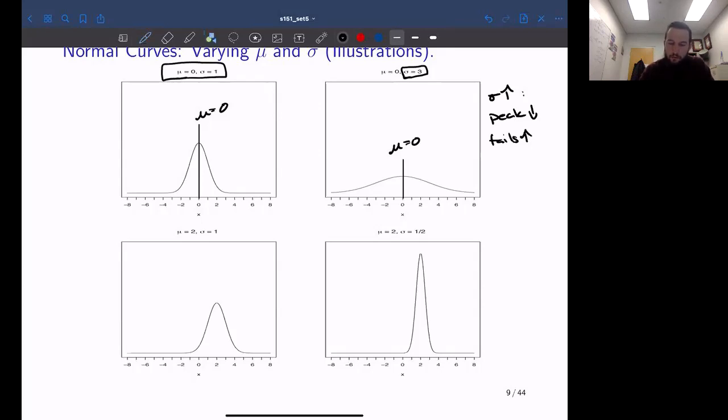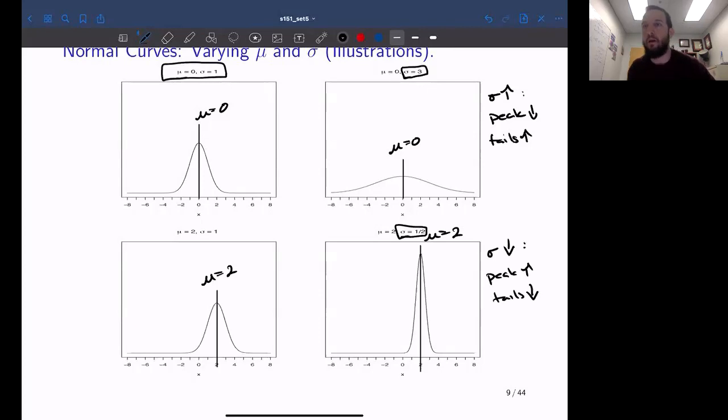Okay, in the next 2 illustrations, we can see a similar idea. So now we are centered at 2. Okay, and then in the second illustration here, we are again centered at 2. But now you can see that sigma has decreased to a half. So now we can see the opposite effect. When sigma goes down, the peak comes up and the tails go down.